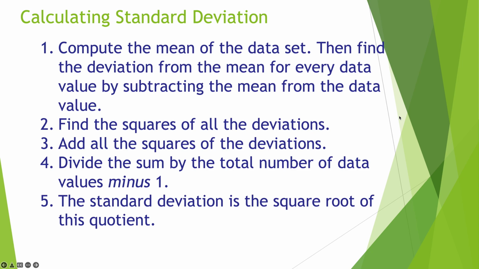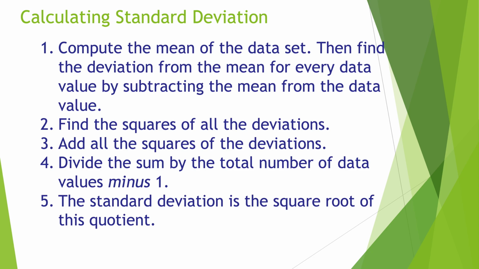So here's how you calculate the standard deviation. The first thing you do is compute the mean of the data set. Go figure it all out, right? Add them up, divide by how many there are. Then you find the deviation from the mean for every single data value. So if there are, say, 9 data values, you add them all up, divide by 9, get the mean. And then you do each data value minus whatever the mean is.